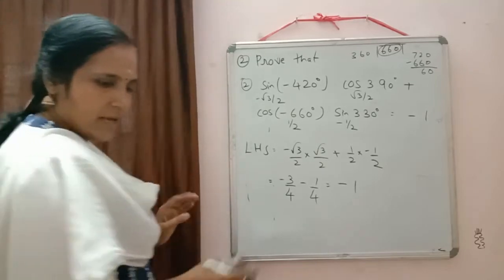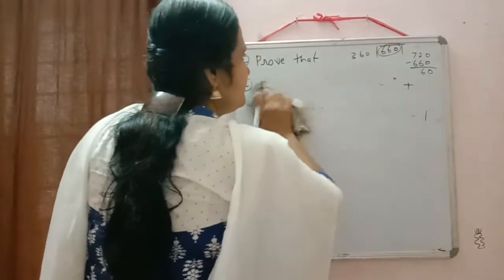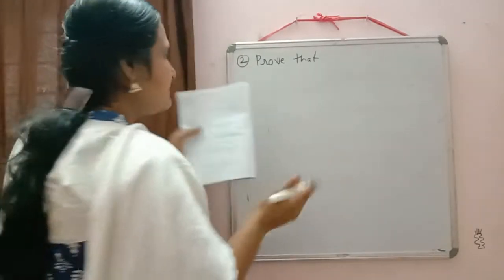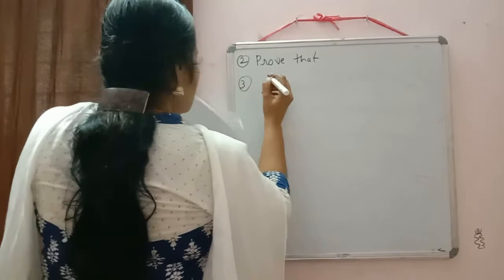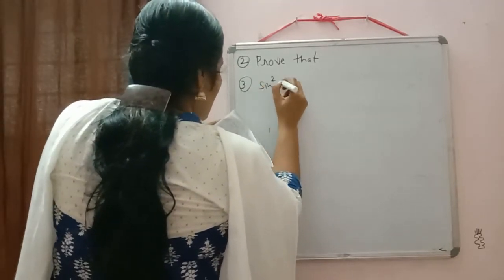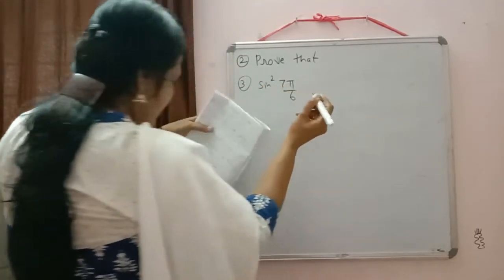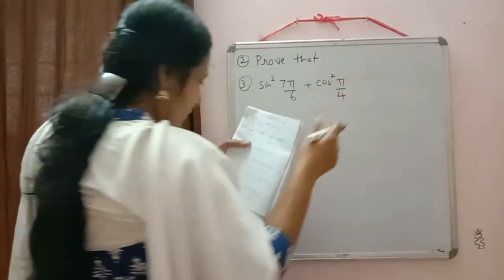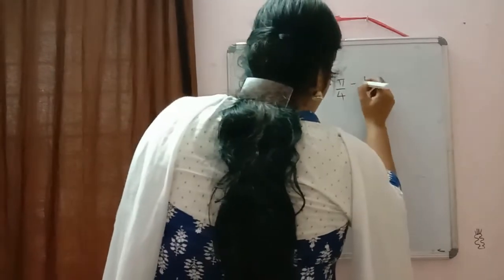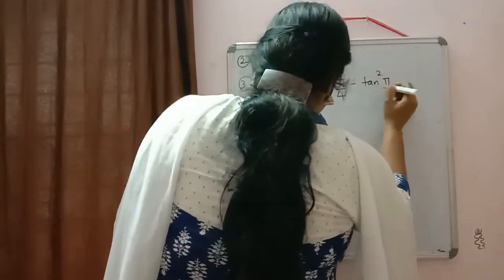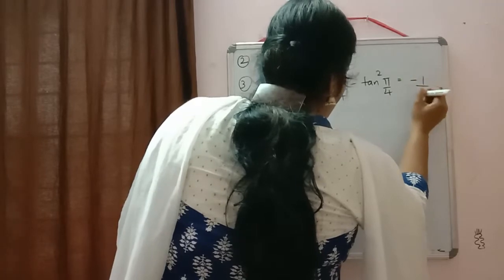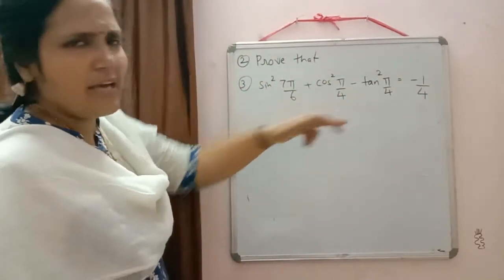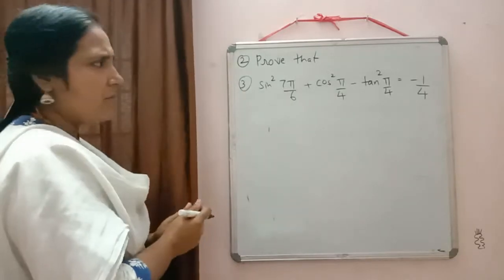Okay. Next one, question number 3. Prove that sine square 7 pi by 6 plus cos square pi by 4 minus tan square pi by 4 is equal to minus 1 by 4. This we have to prove. These two values we are knowing. This one only we have to calculate there.